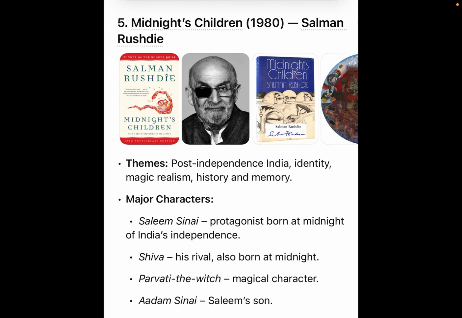The next important work is Midnight's Children, written by Salman Rushdie. It was published in the year 1980, and this work is very important because it has won so many awards, right? First of all, it has won the Booker Prize, and then it also won the Booker of the Booker Prize, right? For that reason, this work is very, very important.